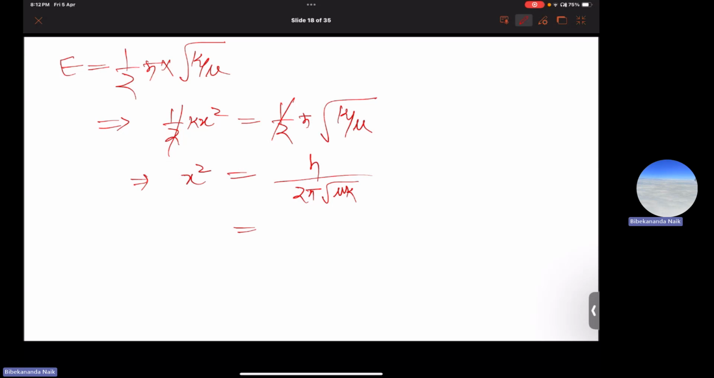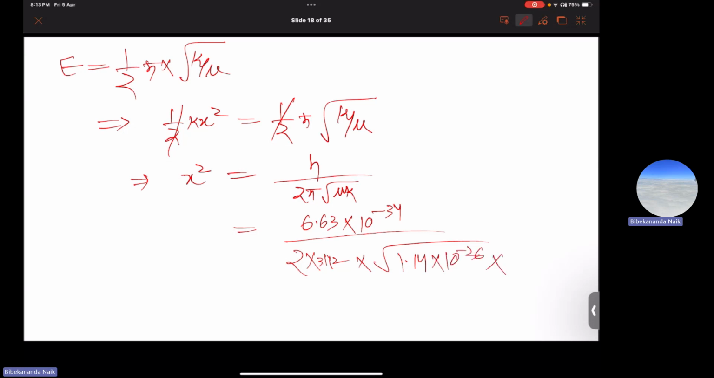So if you put all the values, h is 6.63 into 10 to the power minus 34, 2 into 3.142, and then mu and k. Mu is given, 1.14 into 10 to the power minus 26, and k is 1850. So if you calculate, it will come out to be 2.298 into 10 to the power minus 23 meter square, since all the units are in SI units.